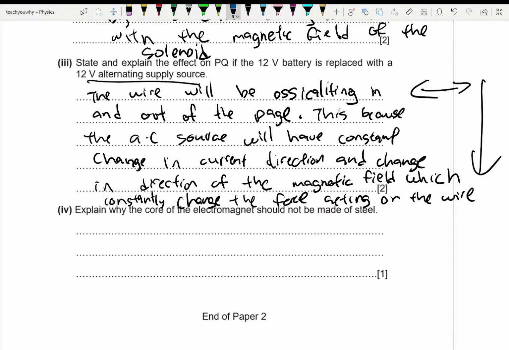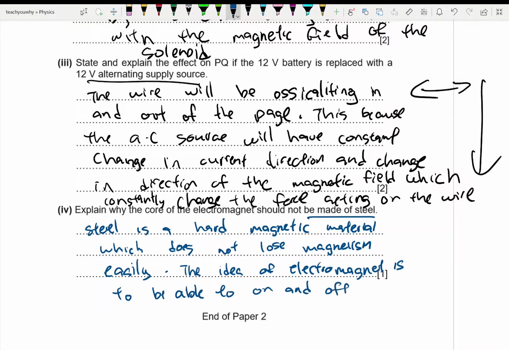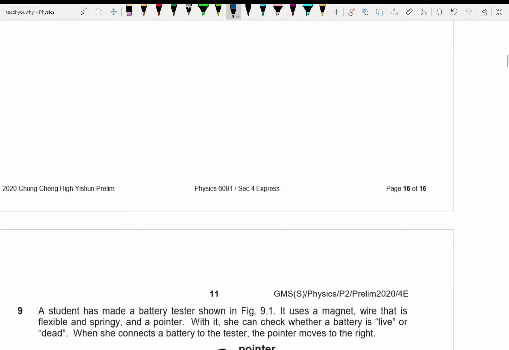Explain why the core of the electromagnet should not be made of steel. Okay, this is simple. Steel is a hard magnetic material which does not lose magnetism easily. Okay, so the idea of an electromagnet is to be able to switch the magnetism on and off easily. Okay, that's all.